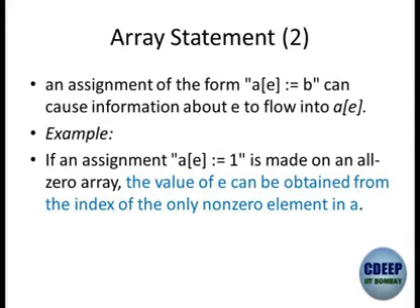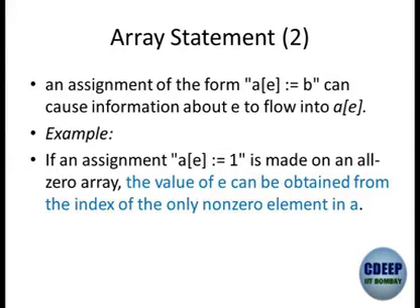So now if an assignment A of E is equal to 1 is made on an all-zero array, suppose it was A1 to AN, and initially all of them were equal to 0. Now if I say A of E is equal to 1, then the value of E can be obtained from the index of the only non-zero element in A, by scanning all the array elements for which it is non-zero. Then I can infer E. That means that this information has been given out, which perhaps was not what the programmer intended it to be.